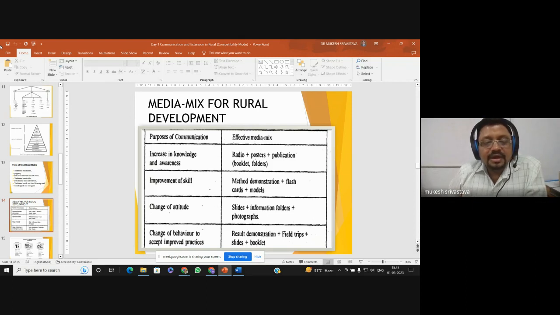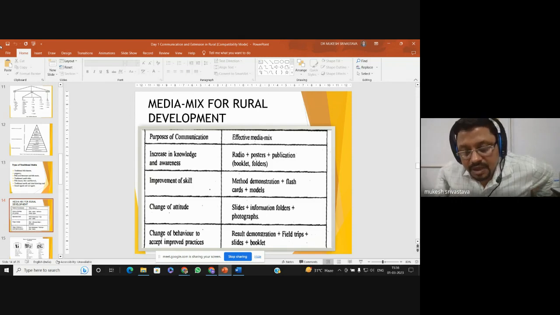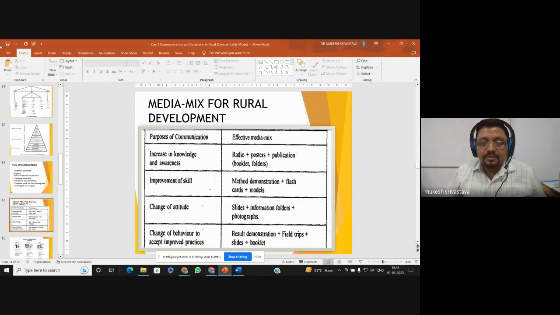Change of behavior to accept improved practices. If they are ready to change their attitude, then obviously you can see the change in the behavior. For that purpose, you have to show the demonstration of the results. Whatever methods you are trying to adopt, you have to make them see the result of those demonstrations. You go into the fields with them, being an extension agent or change agent. You keep visiting their fields and give them suggestions that this is the right practice, this is the improved practice, this is the improved technology, you have to adopt this.